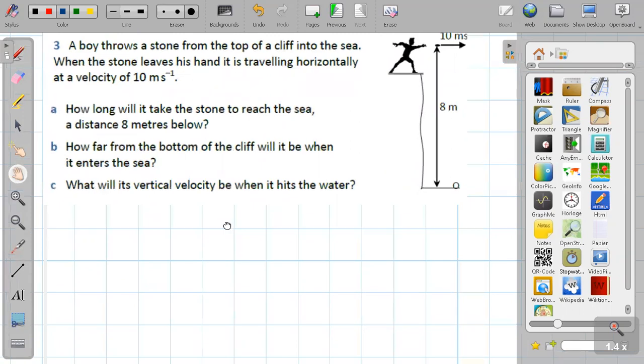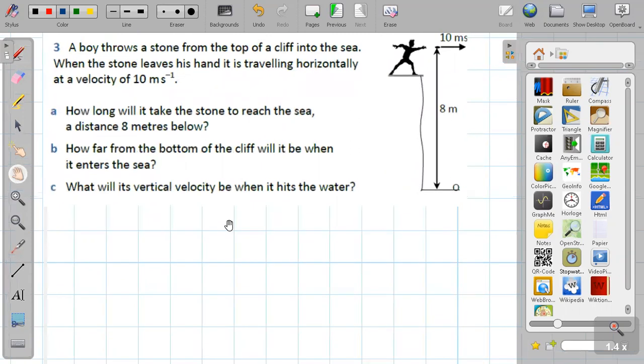Okay. A boy throws a stone from top of a plane into sea.